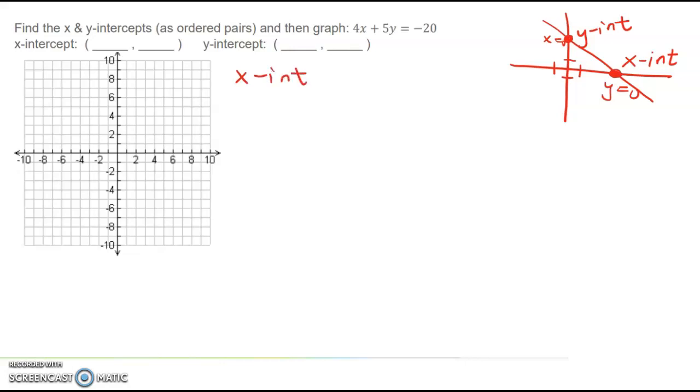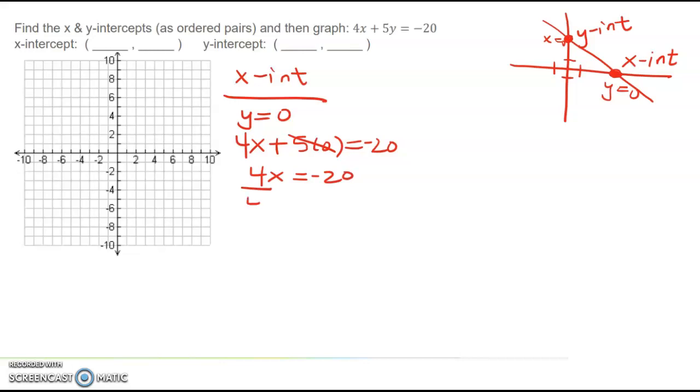So just going to write over here x-intercept. We know y equals 0, and so we can just plug that in. So 4x plus 5 times 0 equals -20. When we multiply by 0, it makes that term cancel. So 4x equals -20. Divide by 4, and so x will just equal -5. So when we write that ordered pair, we can write -5 and then 0 for y.